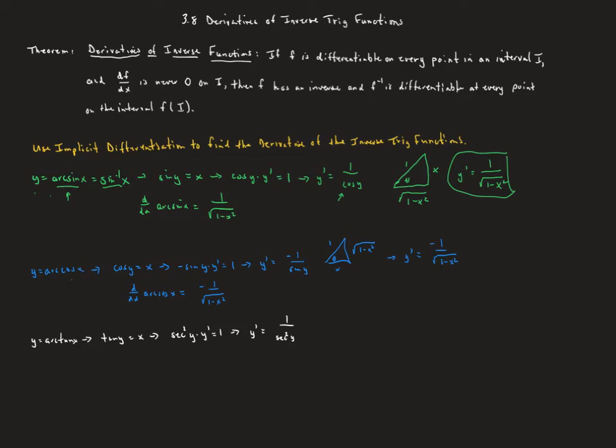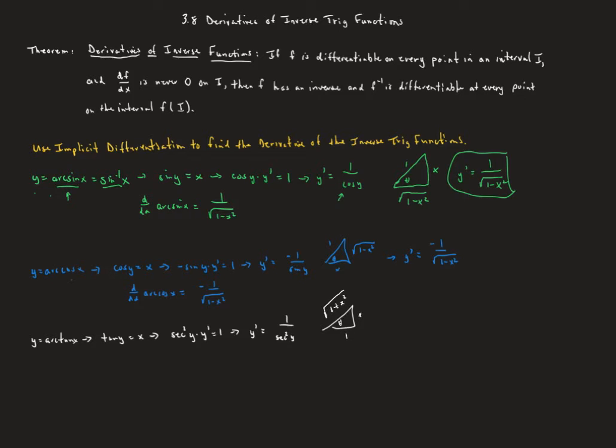Yep, so we can draw our triangle here, and we can see that the angle whose tangent is x means we want opposite over adjacent to be x. That's going to make our hypotenuse, using the Pythagorean theorem, the square root of 1 plus x squared.